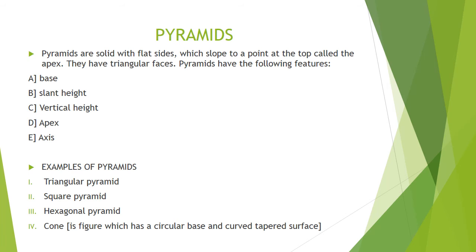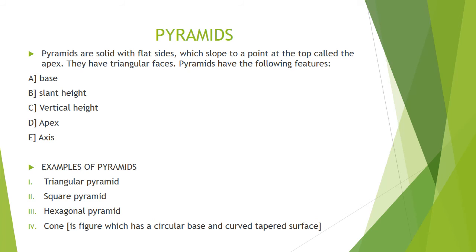Pyramids. Now, pyramids are solids with flat sides which slope to a point at the top called the apex. They have triangular faces. Now we are saying that pyramids have a meeting point called the apex. Now the two parallel lines may run and meet at a point, it will close at a point and give you a triangular face. That is why it's called a pyramid. So pyramids have an apex. That is why they are called pyramids.